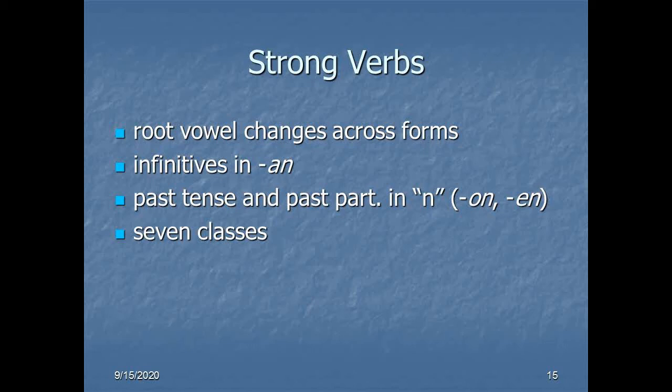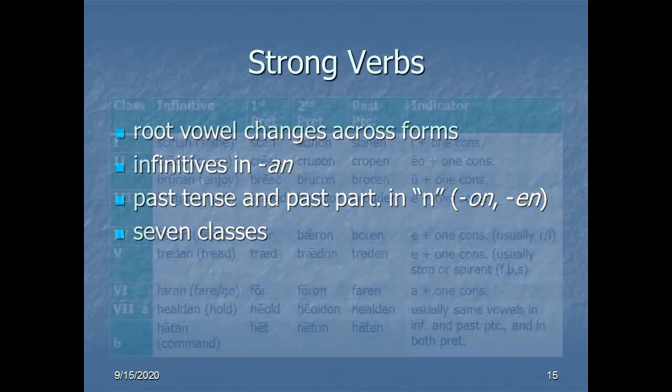And to make it really fun, there are actually 7 classes of strong verb in Old English, and kind of 7.5 because class 7 has an A and a B. And because I know you're curious, here they are.